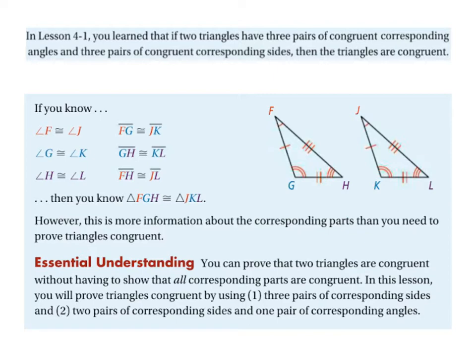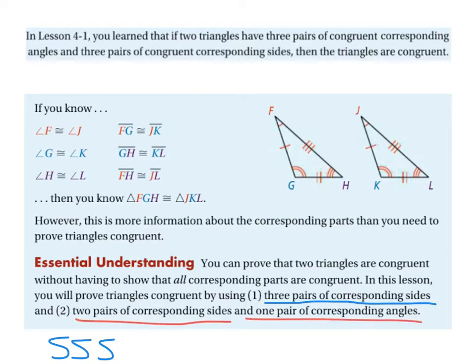congruent. And in fact, for this lesson right here, we're going to have either three pairs of corresponding sides, which we're going to call the side, side, side congruence, or two pairs of sides and one pair of corresponding angles, very specifically the angle between those sides, which we're going to call side, angle, side, okay? And that's what we're going to find out now.